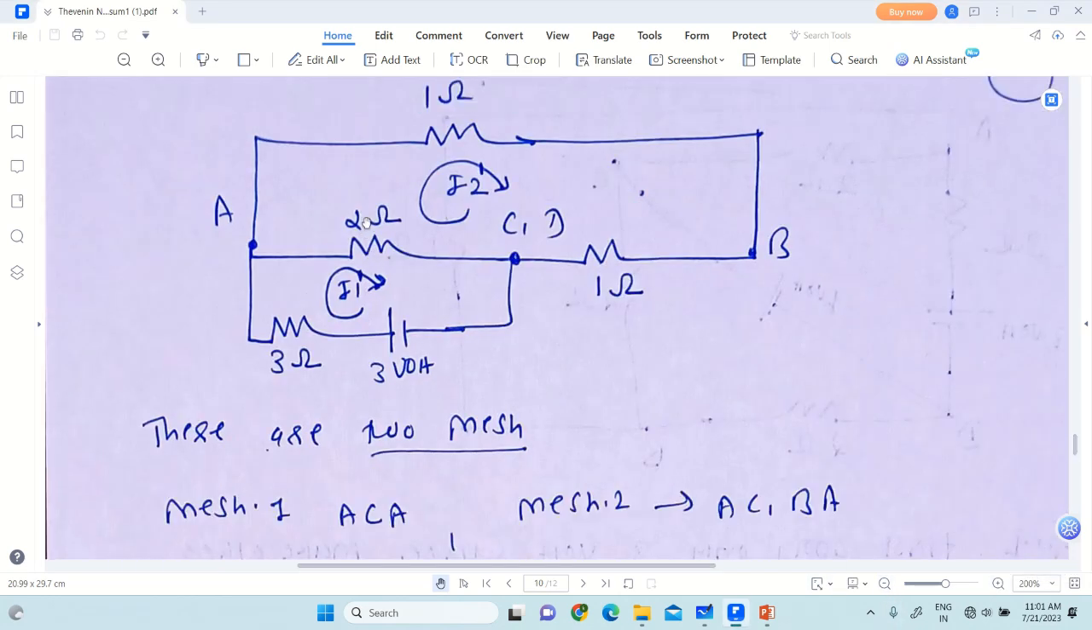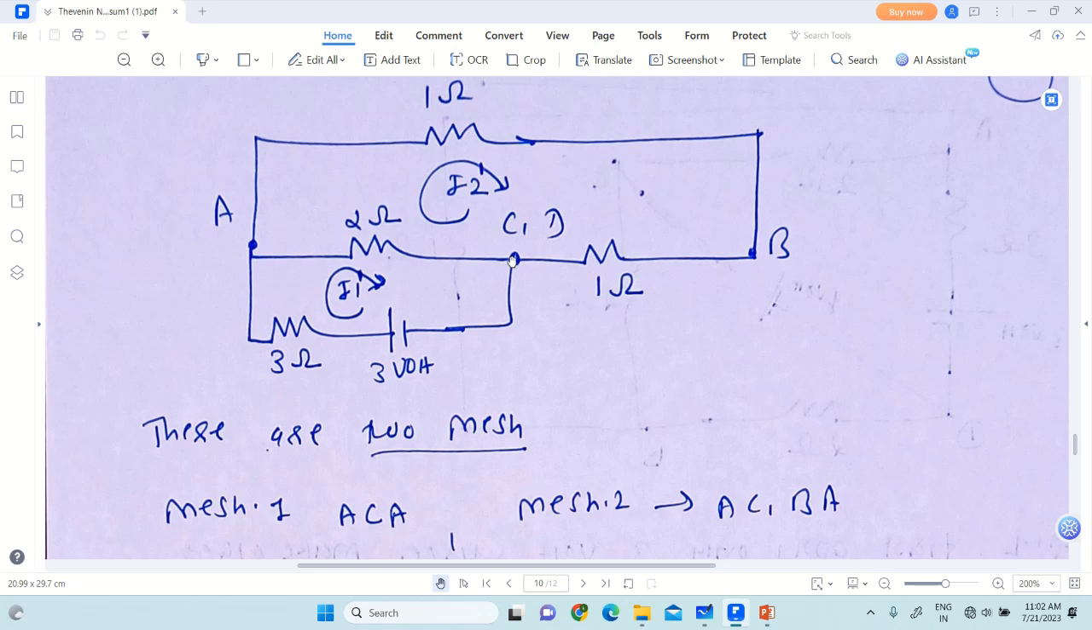Now notice one point. This 2 ohm resistance and this 3 ohm resistance are not connected in parallel. Why? It is because one terminal of the 2 ohm resistance is connected to node A, and one terminal of the 3 ohm resistance is connected to node A. Yes, that is okay. But what about the other terminal? The other terminal of the 2 ohm resistance is connected to the C terminal, whereas the other terminal of the 3 ohm resistance is connected to the positive of the 3 volt battery. So the other terminal is not connected to the C terminal, right?